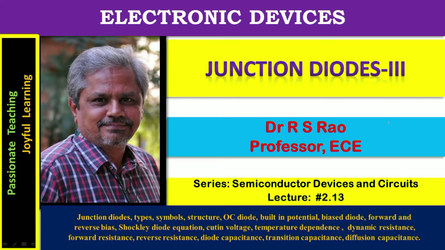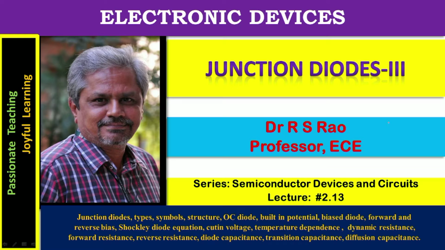Electronic Devices, Junction Diodes, Part 3, Series on Semiconductor Devices and Circuits, Lecture number 2.13. PN junction diodes or semiconductor diodes. These are two-terminal, non-linear, unilateral devices, and they use semiconductors, extrinsic semiconductors, for their fabrication. In the present session, the focus is on their resistance and also on their capacitance.